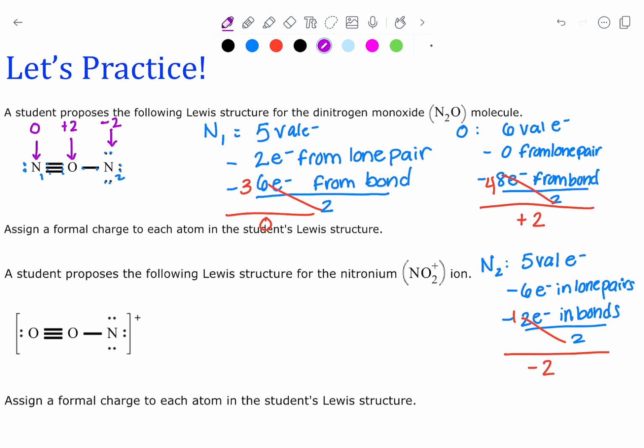We can double check our work. The N2O that's given in the problem is neutral, so it has a charge of 0. So our formal charges overall are 0 plus 2 minus 2. That's an overall charge of 0. So we checked our formal charges and they equal out to 0, which is neutral on the molecule. So we are good.